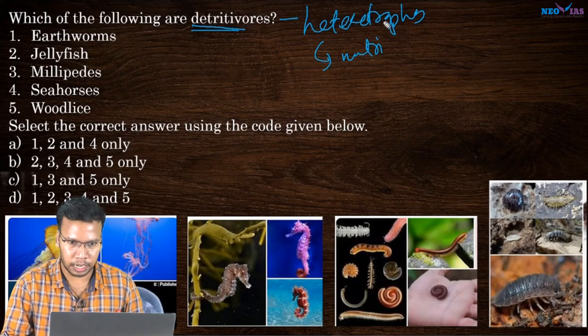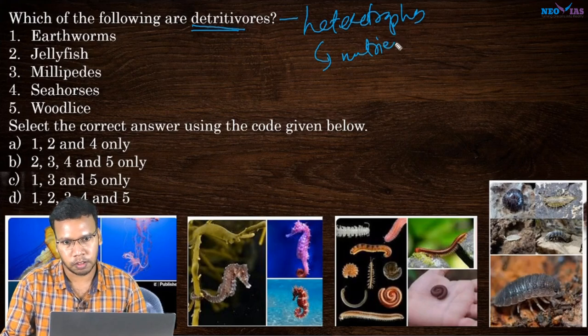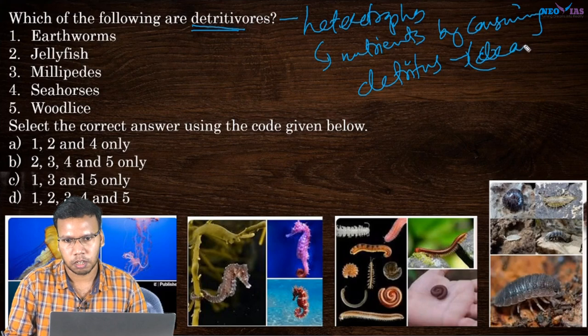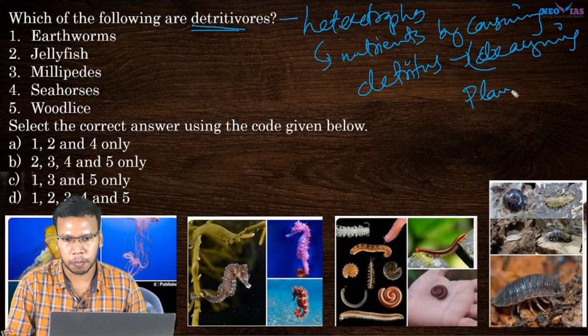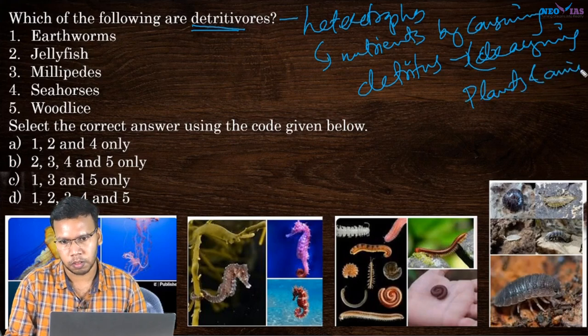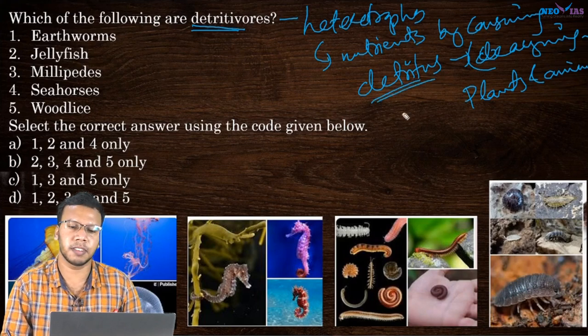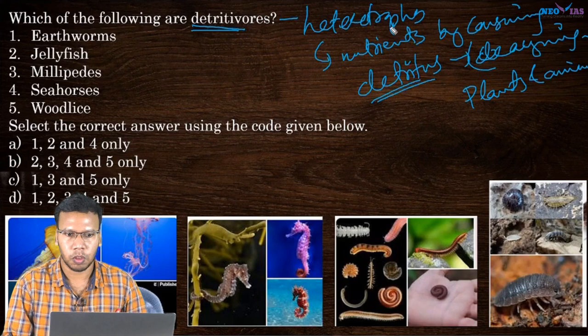Detritivores are heterotrophs who obtain their nutrients by consuming detritus. Detritus is the decaying parts of plants and animals. So decaying or decomposing parts of plants and animals is called detritus. That means dead organic matter, right? So those organisms who are eating on the detritus, the dead matter, are called detritivores.